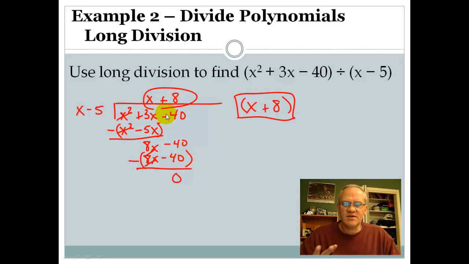Okay, so that's a nice straightforward one, not too bad, but hopefully you're starting to see the pattern that we're going through. And again, remember that minusing that whole thing there, that's the trickiest part, distributing that negative. All right, next one.